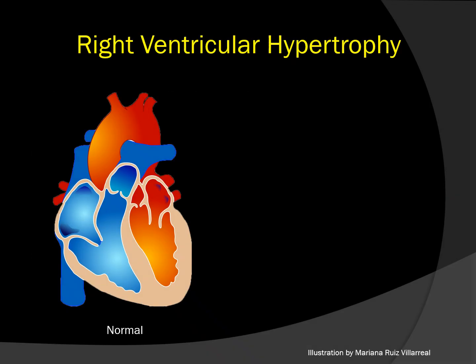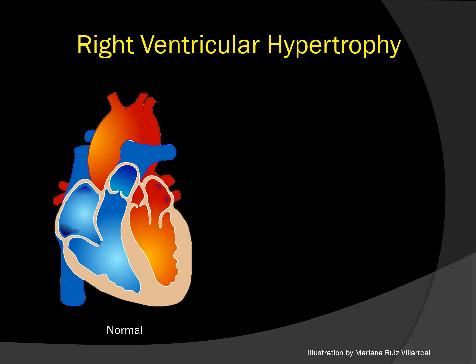This beautiful illustration provided by Mariana Ruiz Villarreal shows a representation of a normal heart with RA, RV, and pulmonary artery indicated in blue for the deoxygenated blood, and LA, left ventricle, and aorta in red.